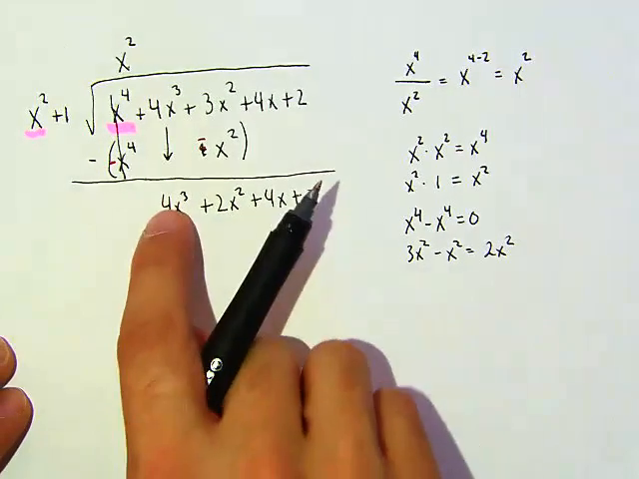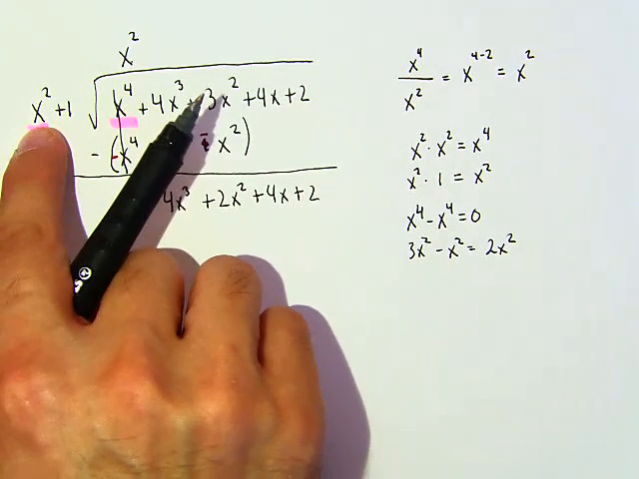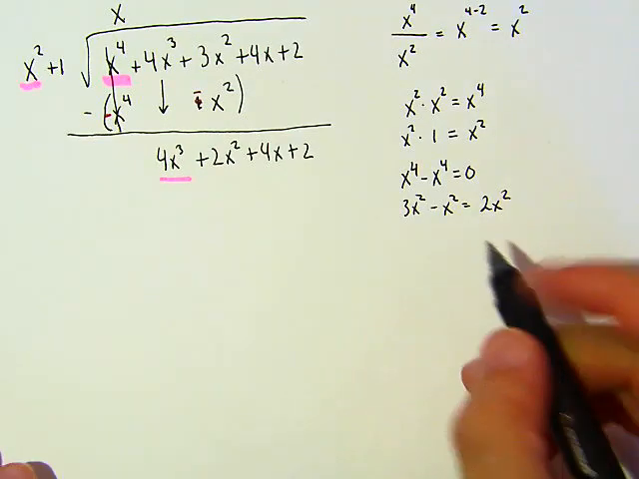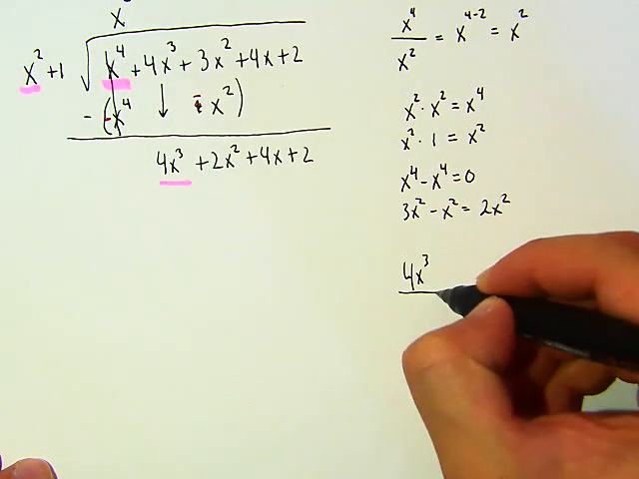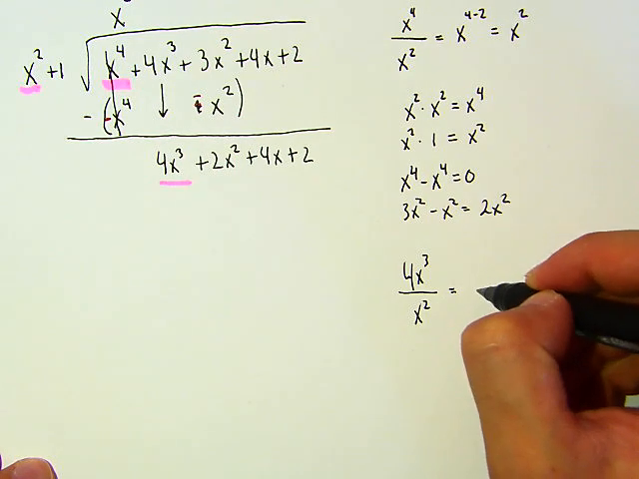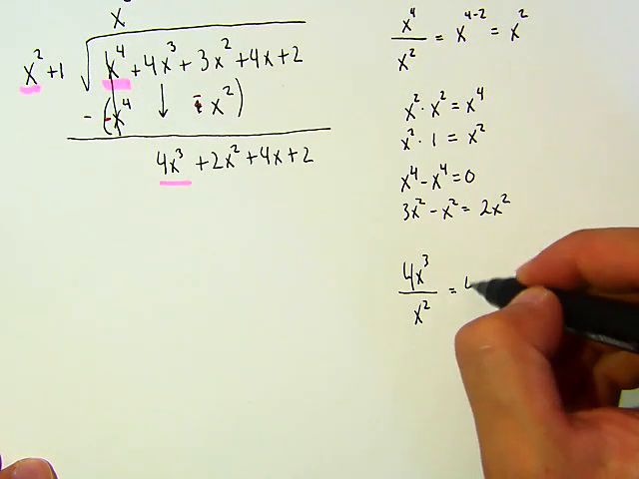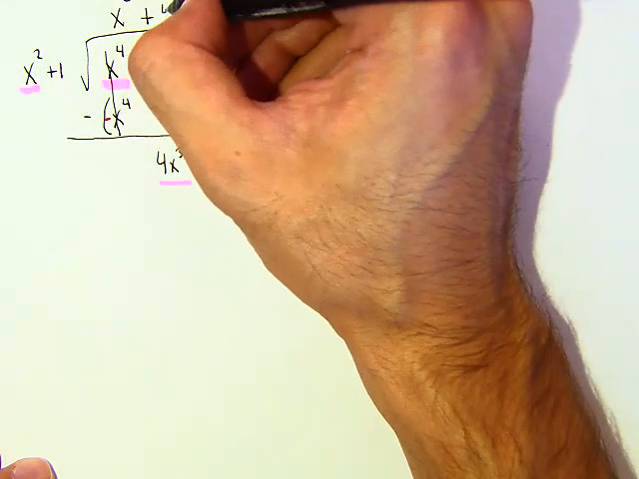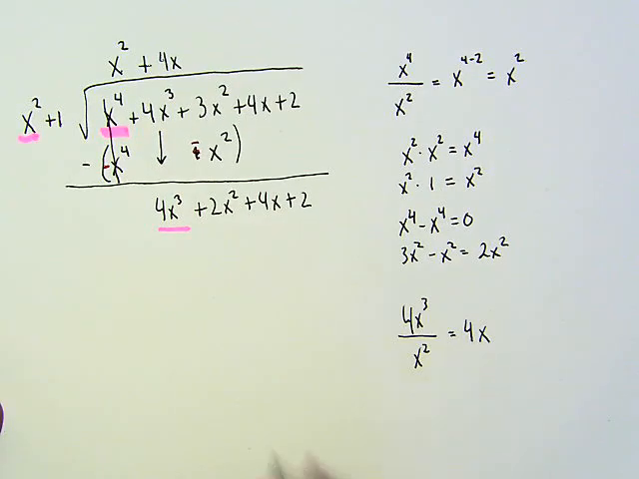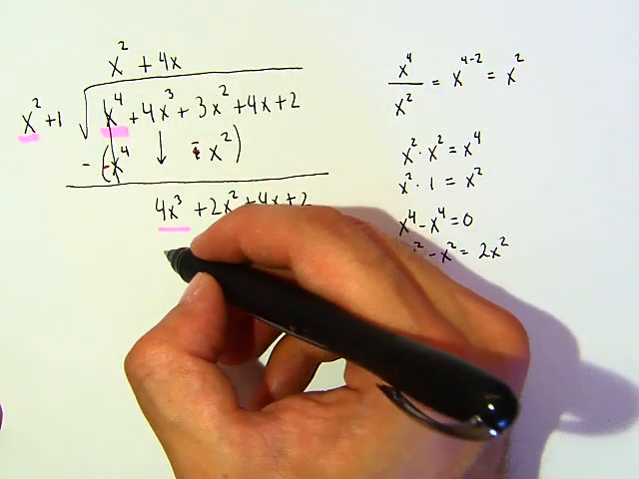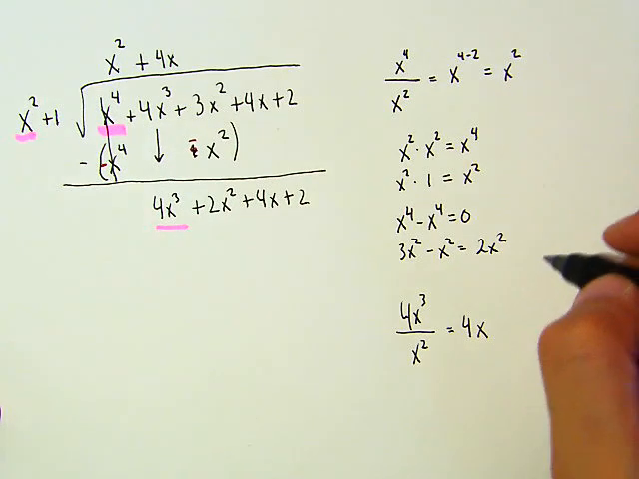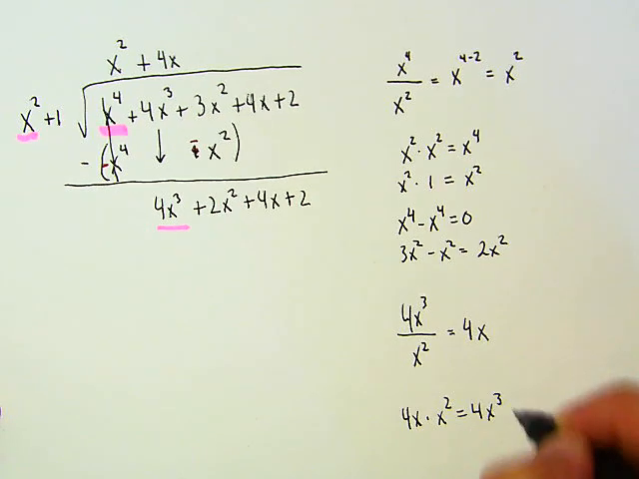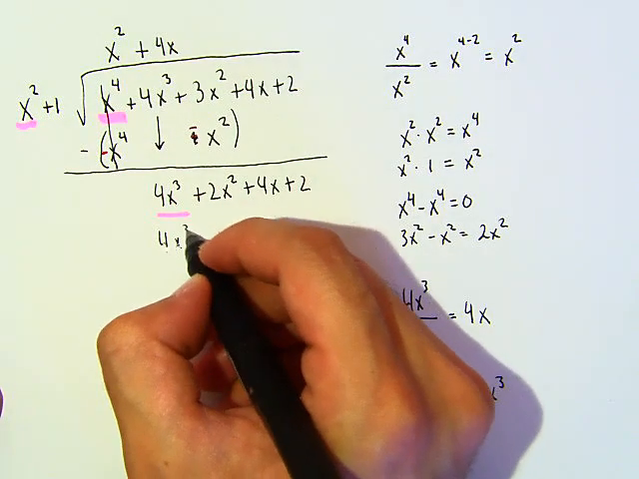Okay? Now you ask yourself, how many times does x squared go into this 4x cubed? And what's the algebra behind it? You say 4x cubed divided by x squared. That's just 4 divided by 1 is 4. This is 3 minus 2 is 1. So this is just 4x. Okay? Then what do you do? 4x times x squared is 4x cubed. Let me write it. 4x times x squared is 4x cubed, right? So that goes here.